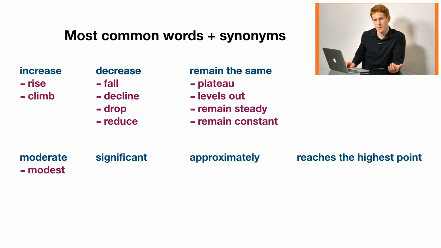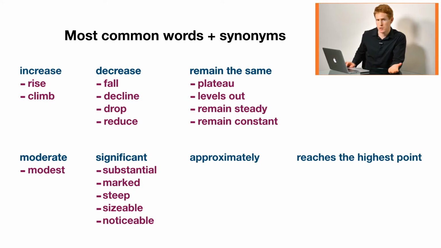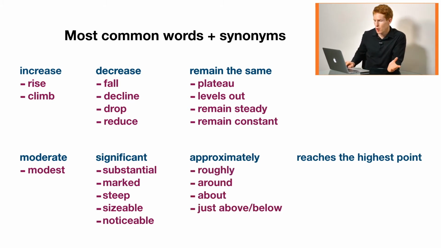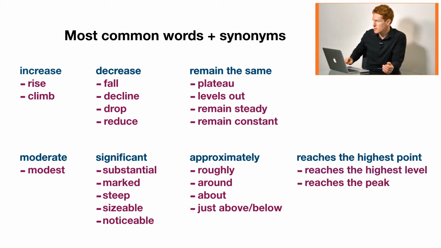Instead of saying significant, which means a large increase or a large decrease, we can say words like substantial, marked, steep, sizable, noticeable. For approximately, which is when we're giving the data but we're saying it's not exactly a certain number, it's approximately a certain number, we can use words like roughly, around, about, just above or just below. And finally, to say something reaches the highest point, for example, if you have a line graph and it reaches the highest point, we can say words like reaches the highest level or reaches the peak.